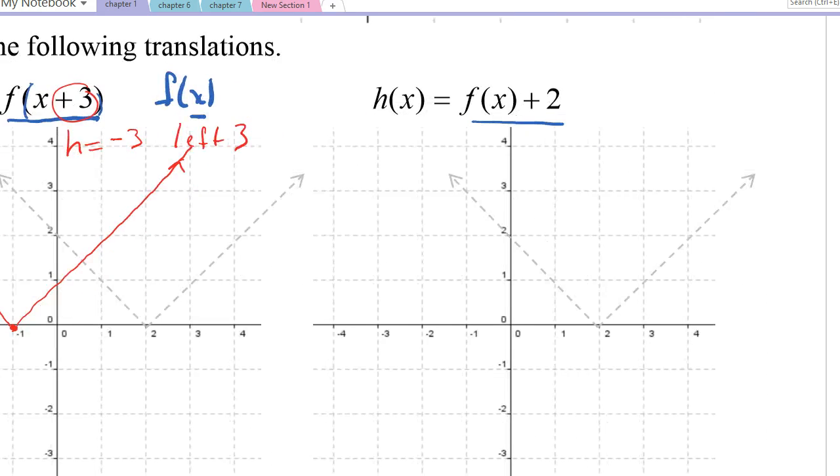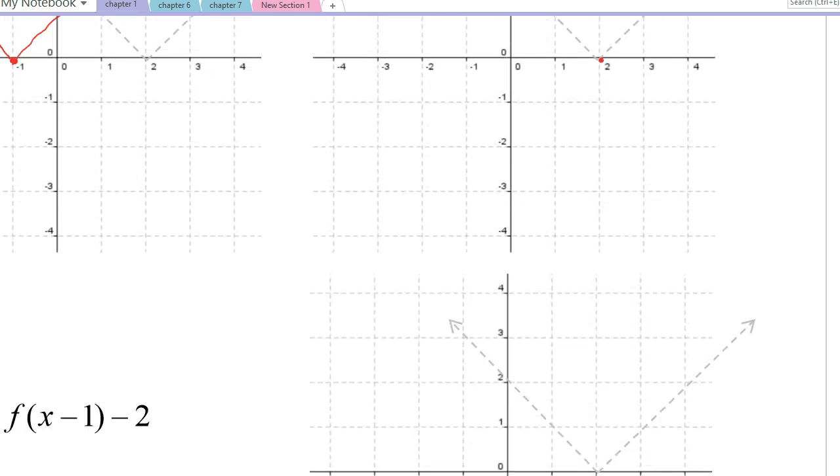Now I'm not replacing x with x plus 2, I'm adding 2 afterwards. So this is the same thing as having a k value of plus 2. I should change that there and say, there we go. Make that k value equal to plus 2. So that means I'm going to translate it. I'm going to shift it up 2. So if this was my vertex or that center point there, now this is what it looks like.